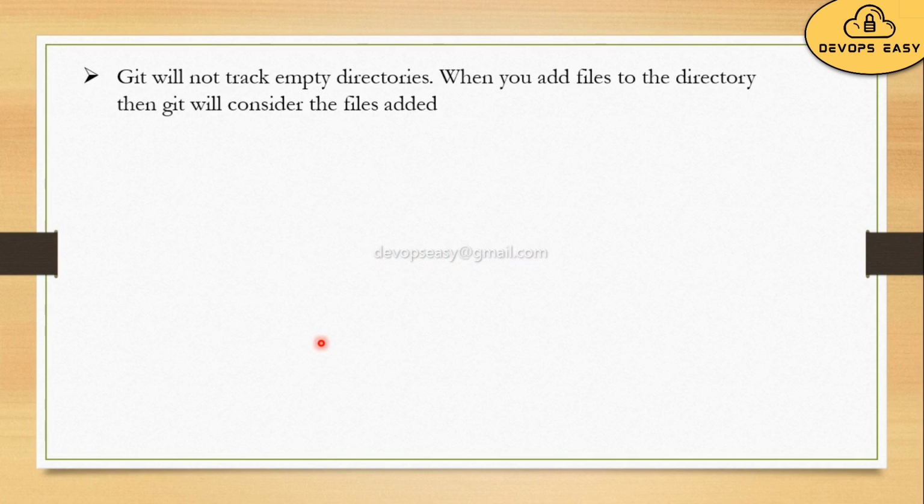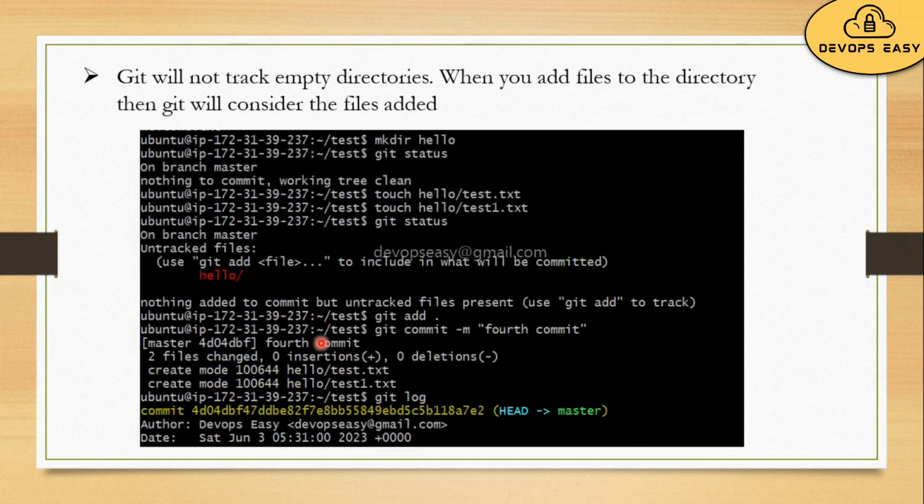One more thing, a very important interview question, right? Git will not track empty directories. When you add files to directories, then git will consider the files added. If you see this, I have created a hello folder. Whenever I execute git status, it says nothing to commit, working tree clean. So empty folders, empty repositories, git will not consider as changes.